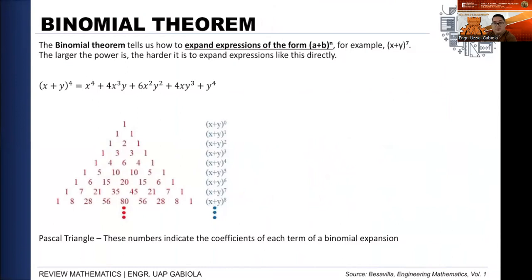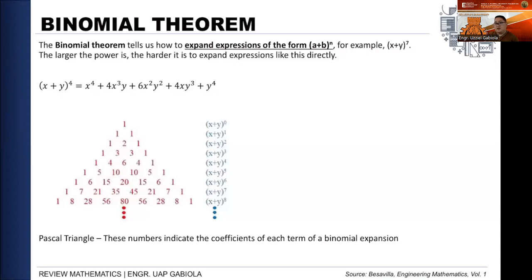Okay? So what is binomial theorem? So as defined, binomial theorem tells us how to expand expressions of the form a plus b raised to n. So ibig sabihin niya, pag meron tayong binomial, ibig sabihin dalawang term, no? Dalawang monomial o two terms o two variables, no? For example, we have x plus y raised to 7. So si binomial theorem is nandyan siya to guide us on how to expand or to get yung full o yung complete expressions of terms nung binomial expression na nakalagay natin.